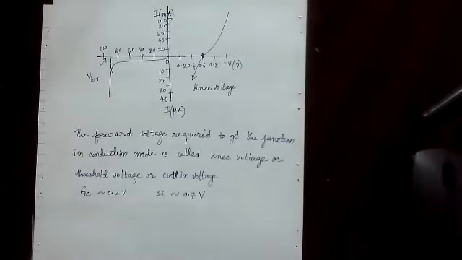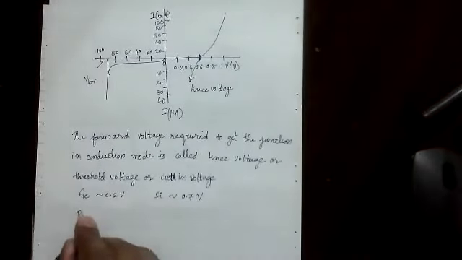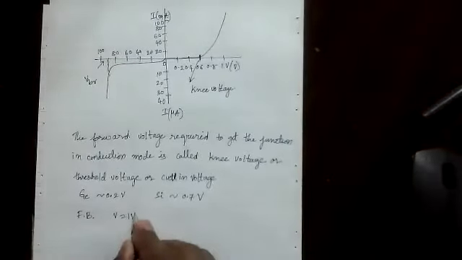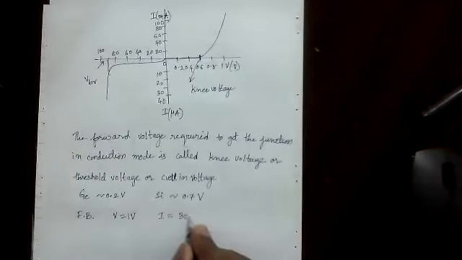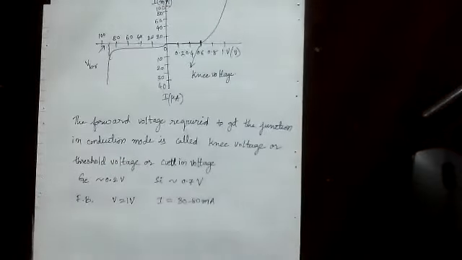It is different for two different types of diodes. Suppose you are applying forward bias, and the voltage is equal to around 1 volt, then the current is found to be approximately 30 to 80 milliamps. This much current flows through the diode.